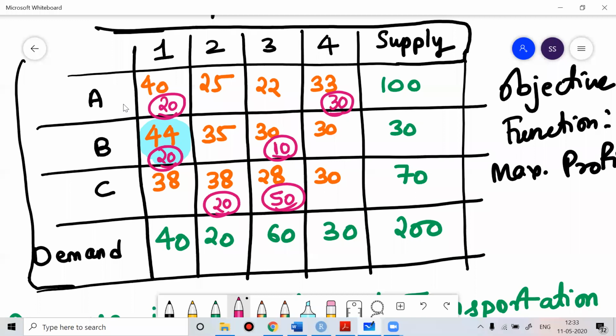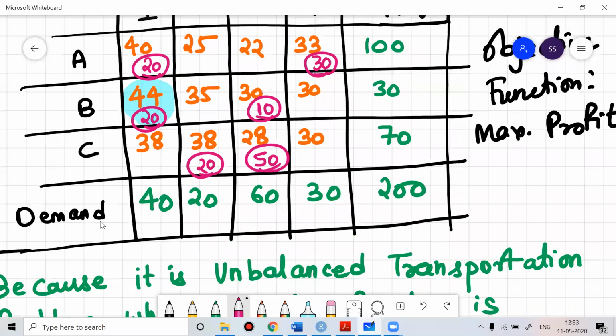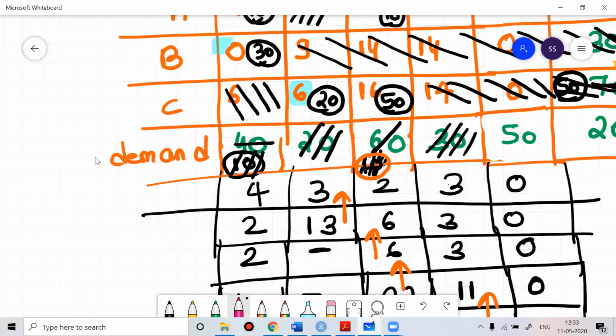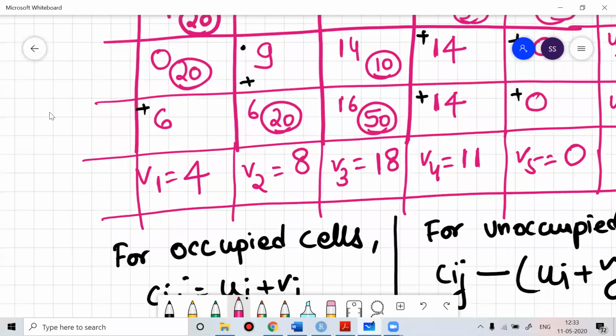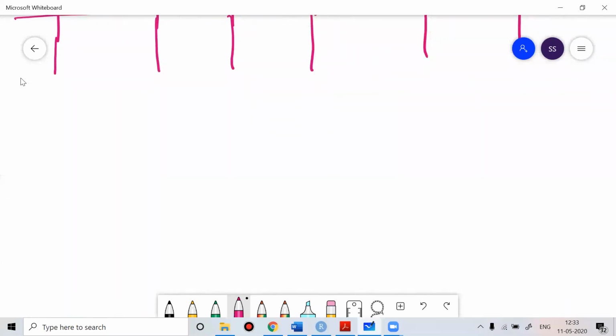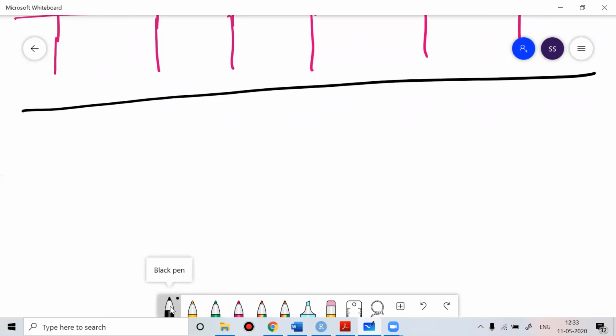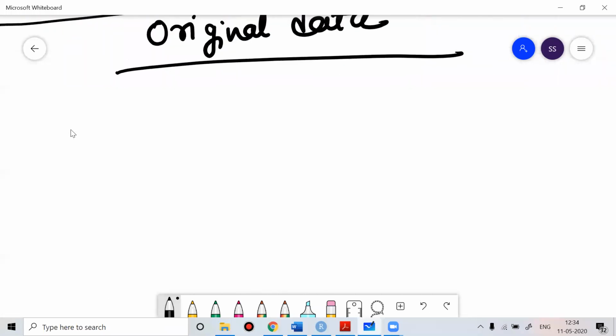With this you can find the total profit. You can do this work, or I can write it down. I can bring it down. So this is the final allocation that I put there. Let's go down. Now the final data, what you see. Now your original data. This was the original data.